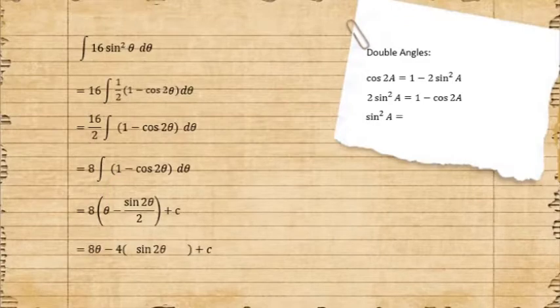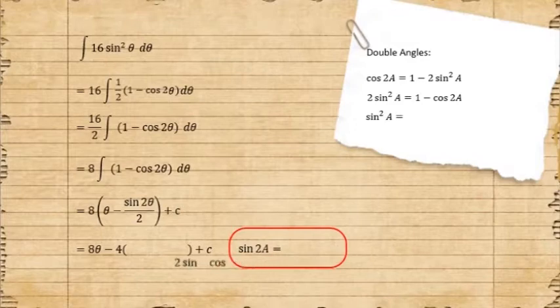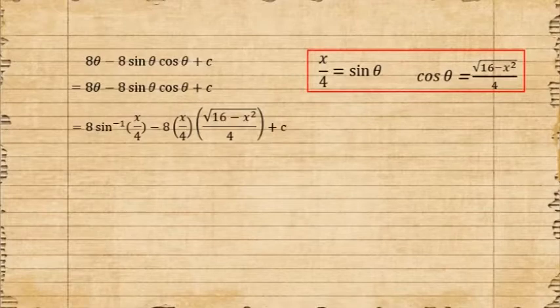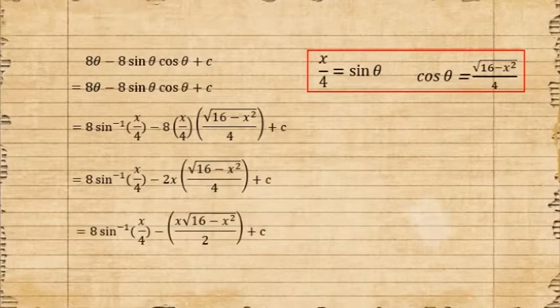Throw in the 8, and by using the double angle formula, substitute sine 2 theta with 2 sine theta cos theta. After that, we should substitute the remaining items with the equations obtained earlier. Then, we should finish off the remaining calculation and finally complete the problem.